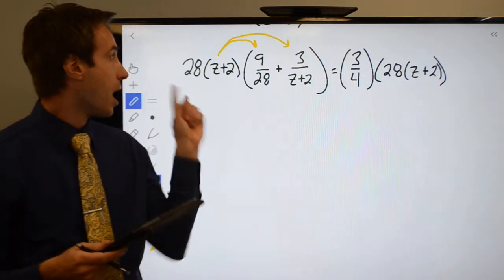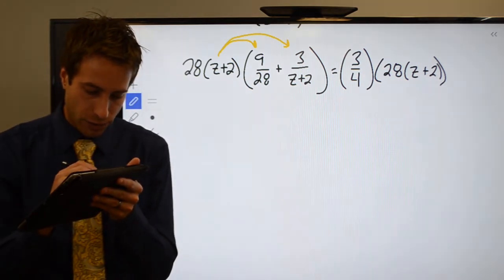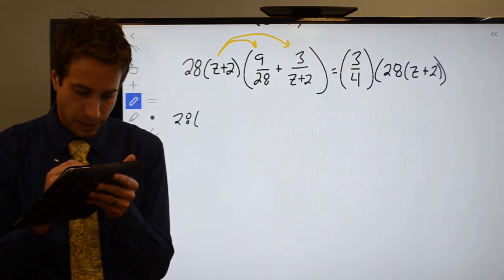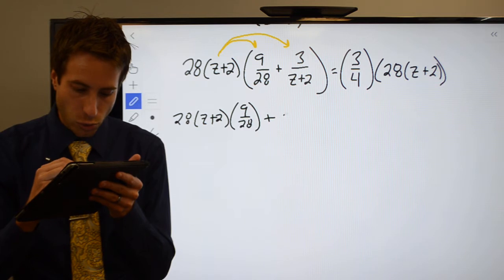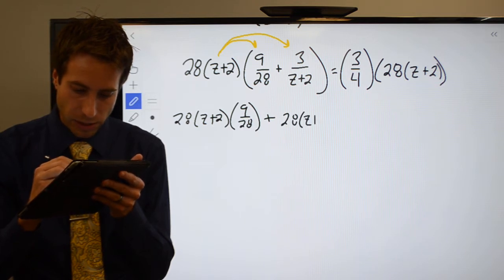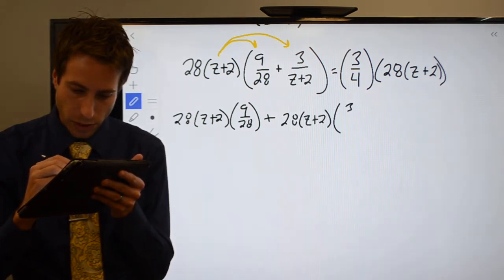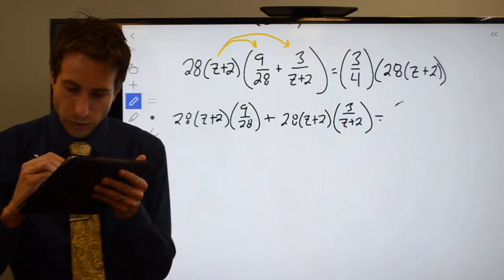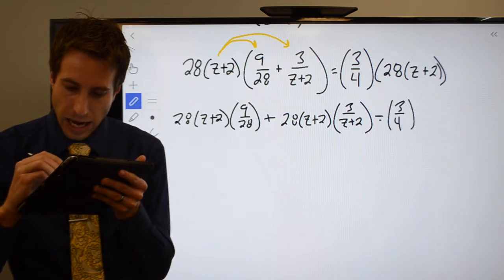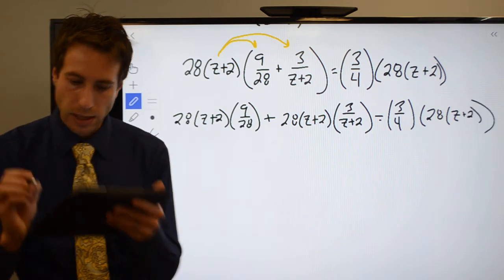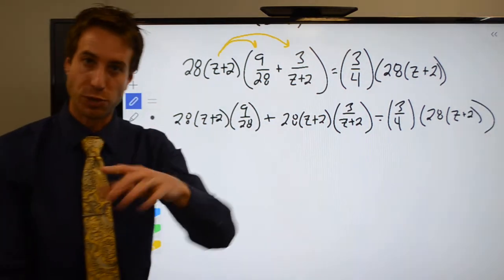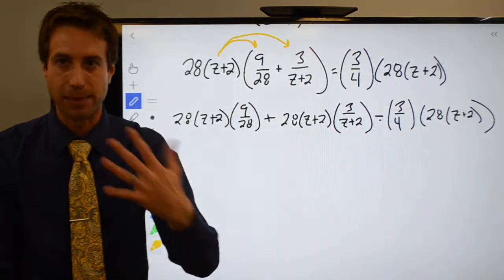Anyway, here we go. So this guy times 9/28, so I'll have 28(z plus 2) multiplied by 9/28 plus 28(z plus 2) times 3 over z plus 2 is equal to 3/4 times 28(z plus 2). Okay, there we go. All right, so I know it looks big again. You'll definitely be able to skip steps once you get the hang of this.